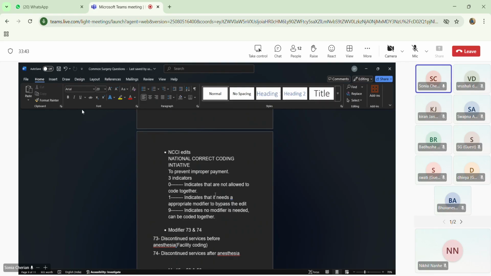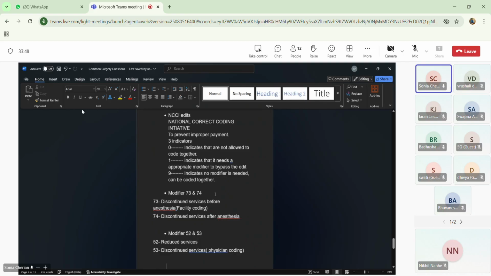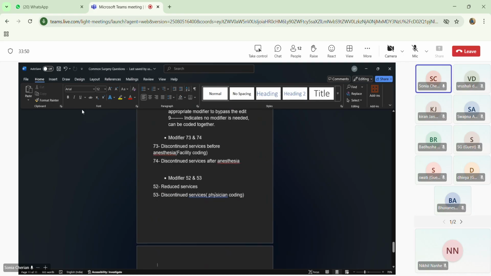Okay, now I'll move on to the next modifier and tell you what the difference is. They might ask you what 52 and 53 are. So 52 is nothing but reduced services. If there is any procedure which has been reduced, not fully completed, we call it a reduced procedure. In that case we can append 52. 53 is for discontinued services. They will ask you the difference between 53 and 74, and between 53 and 73.